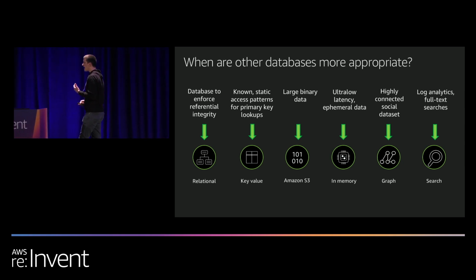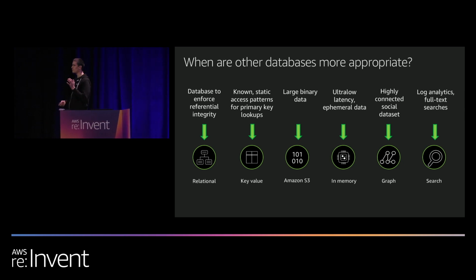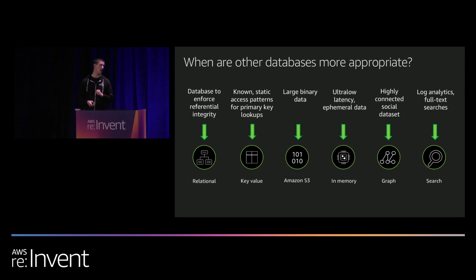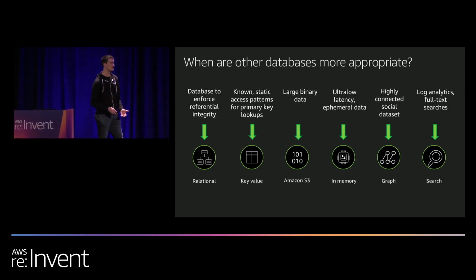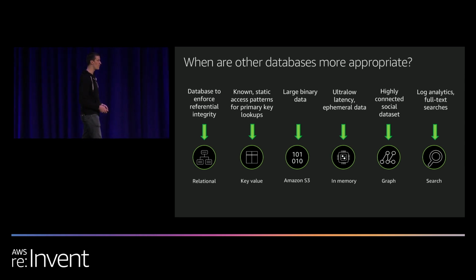Similarly, if you have a really well-known access pattern that just does primary key lookups and you need infinite scale, that's a really great use case for a key value store, right? That's what key value stores were made for. Very structured access patterns to primary keys.